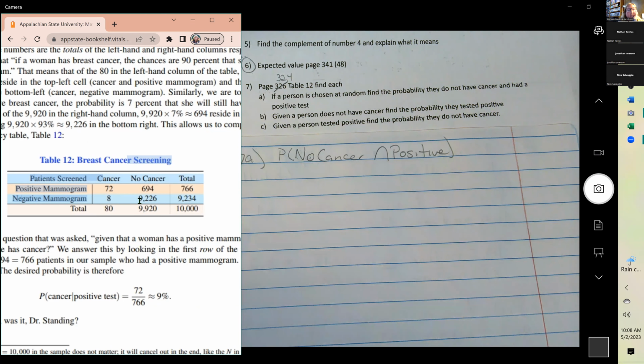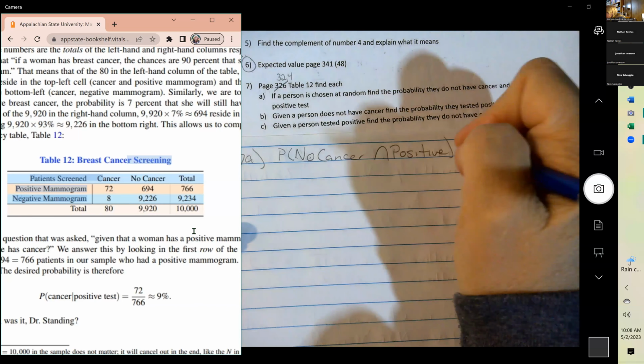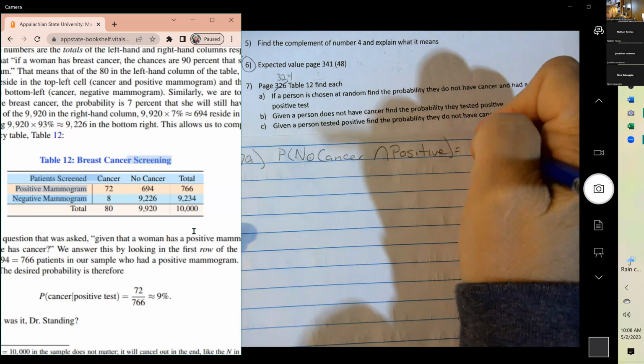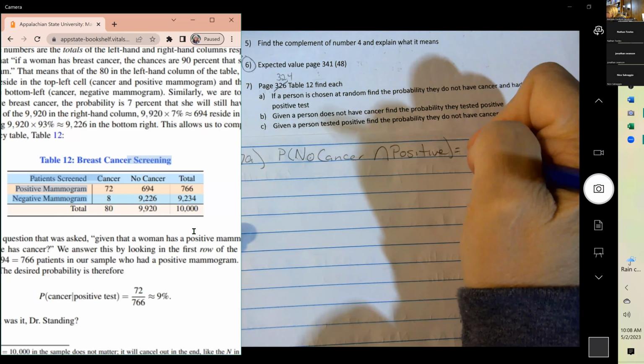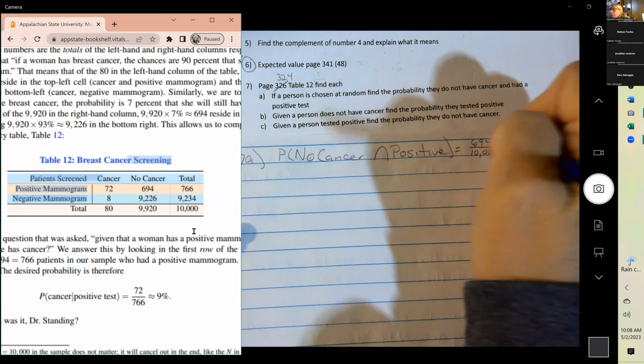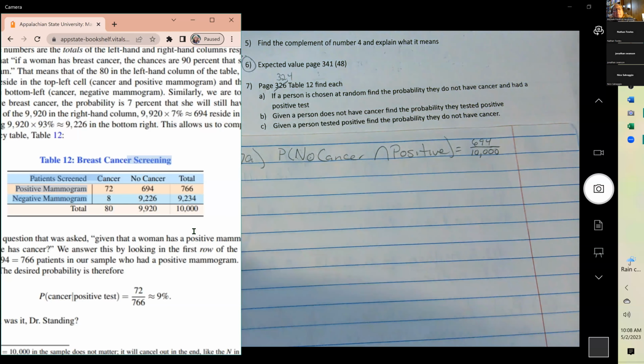Find the probability they do not have cancer and tested positive. Tested positive is the first row. Do not have cancer would be right here, then the 694 out of all of them. Unless something is given like the next two, you always divide by the total.